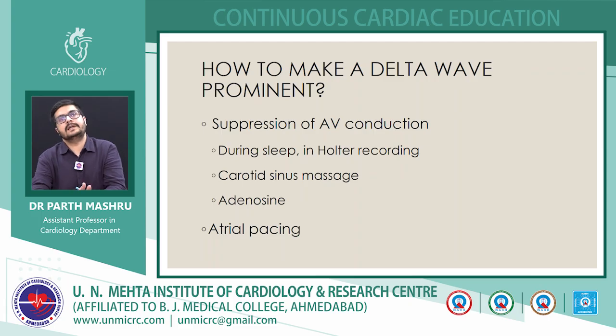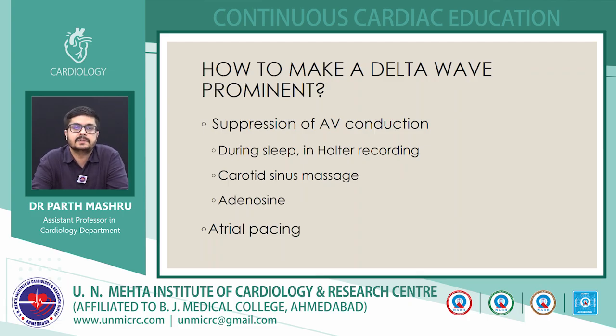Now the question arises: if there is subtle pre-excitation, how do we make the delta wave prominent? Logically, the conduction is passing through both the AV node and the accessory pathway. So if we somehow suppress the conduction through the AV node, then we can increase the conduction through the accessory pathway. For that there are various methods. One is Holter recording. During sleep, when the basic heart rate is low and AV conduction is slow, the conduction through the accessory pathway increases, and we can get better and clearer delta waves to localize.